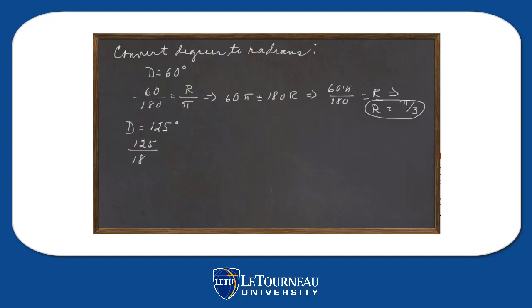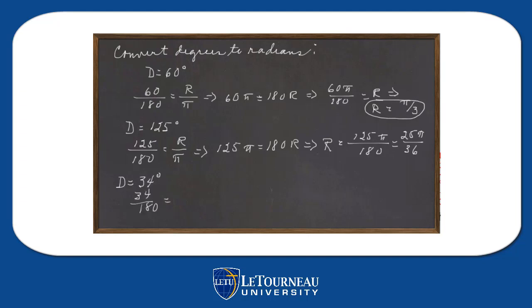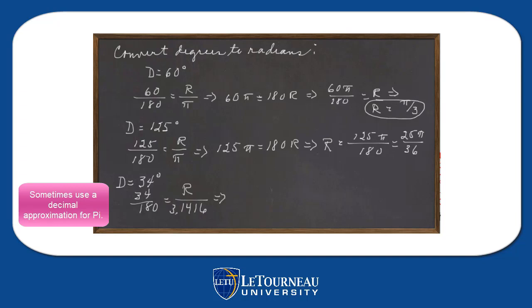Let's try 125 degrees. 125 over 180 equals r over pi. Again, cross multiply. 125 pi equals 180 r. Solve for r and reduce the fraction, and so r will be 25 pi over 36 radians. Let's suppose the degree is 34 degrees. Okay, 34 over 180 is equal to r over pi. Notice that sometimes we use a decimal approximation for pi to make a more meaningful angle in radians. So solving for r is 0.5934 radians.